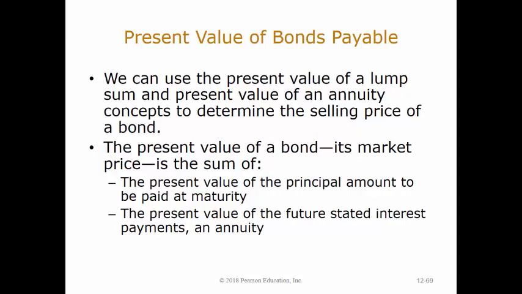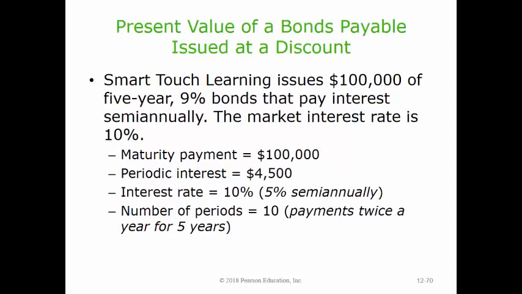of an annuity. Let's compute the present value of Smart Touch Learning's 9% 5-year bonds. The face value of the bonds is $100,000, and they pay 9% times 6 divided by 12, or 4.5% stated interest semi-annually. At issuance, the annual market interest rate is 10%, or 5% semi-annually. Therefore, the market interest rate for each of the 10 semi-annual periods is 5%. We use 5% to compute the present value of the maturity value and the present value of the stated interest.